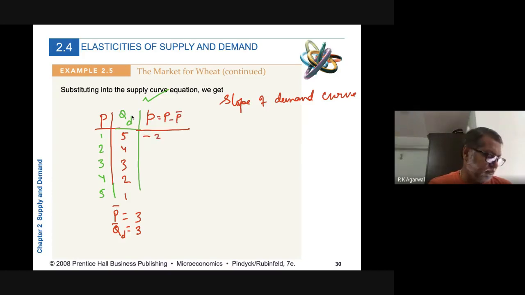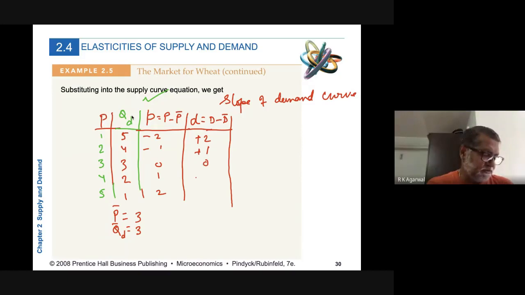Next, you calculate something called small p, which is equal to P minus P bar. So this is minus 2, minus 1, 0, plus 1, plus 2. Then you calculate small d, that is demand minus average demand. So that is 5 minus 3, that is plus 2, 4 minus 3, plus 1, so 0, minus 1, minus 2. Then you square the small p. So that becomes 4, 1, 0, 1, 4. Total is 10.